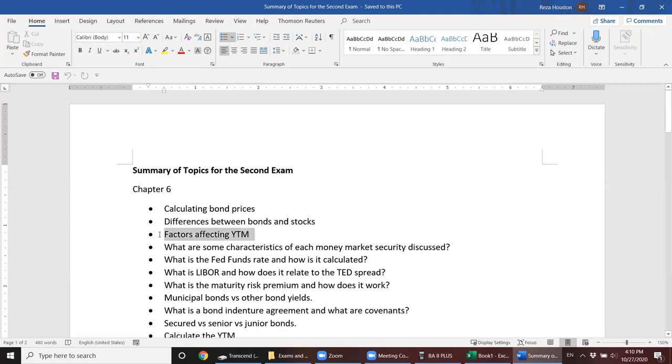All right, next, factors affecting the yield to maturity. There are a couple of factors that affect the yield to maturity. First off, we have the maturity risk premium. Typically, the longer the time between now and maturity of a bond, the greater the likelihood that the issuer of that bond will default on that bond. So typically, in normal periods, there's a positive relationship there. So the longer the time to maturity, the greater the maturity risk premium.